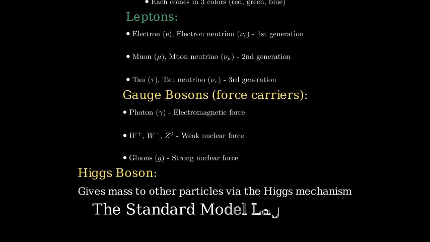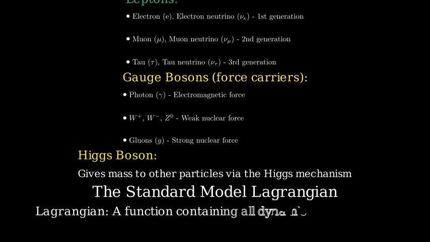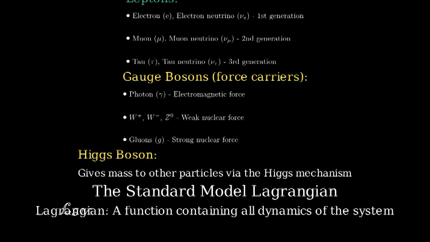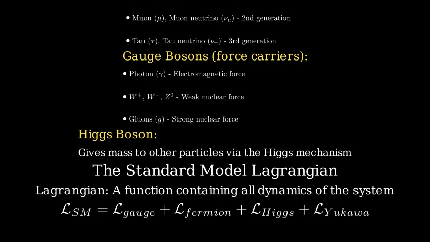Now, let's dive into the mathematical description of the standard model, the Lagrangian formulation. The Lagrangian is a function that contains all the information about the dynamics of a physical system. For the standard model, the Lagrangian describes how particles move and interact with each other. The full standard model Lagrangian is quite complex, but we can break it down into several key components.